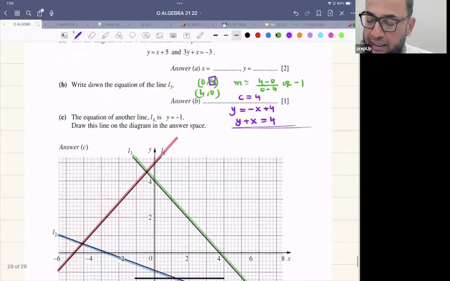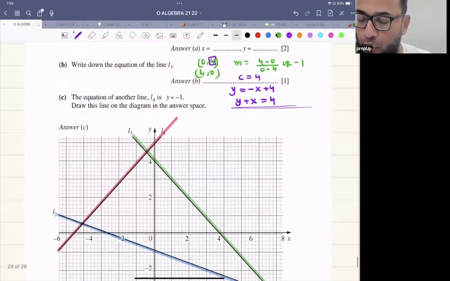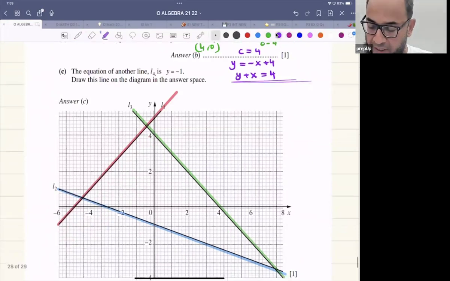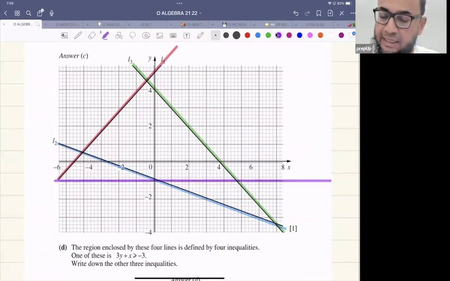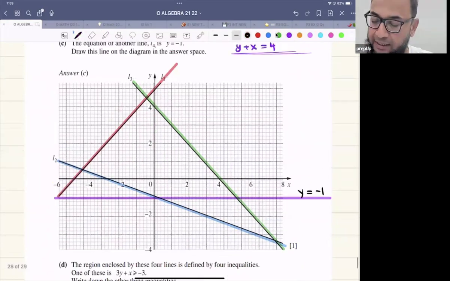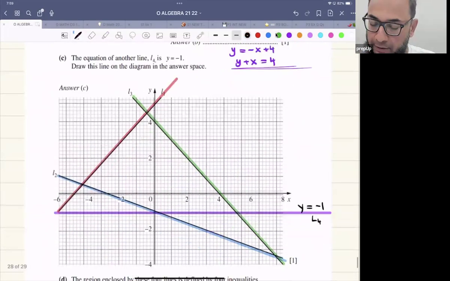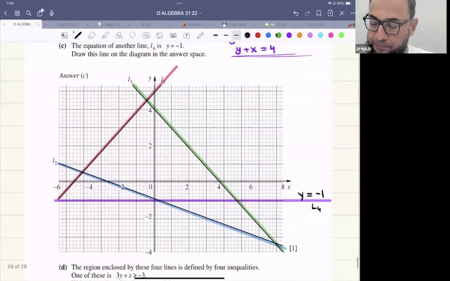The equation of another line, L4, is y equals -1. Draw this line. So let me draw it in purple. y equals -1. There is the line. This is y equals -1. That is line 4. And then it says the region enclosed by these 4 lines is defined by 4 inequalities. One of this is this. Write down the other 3.